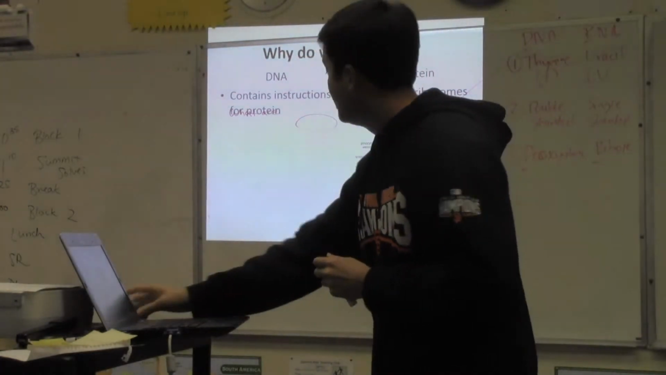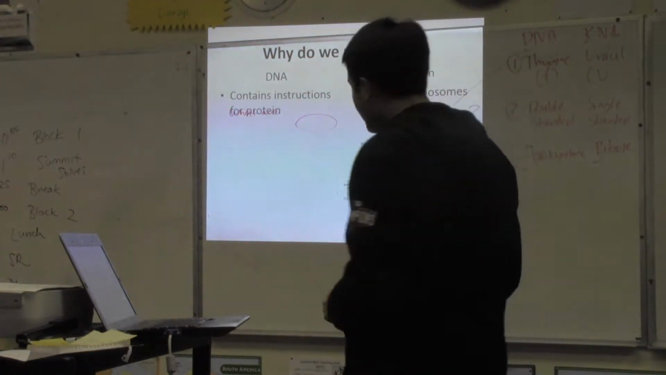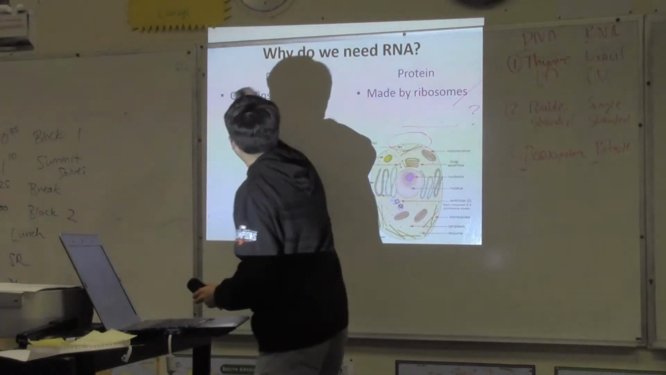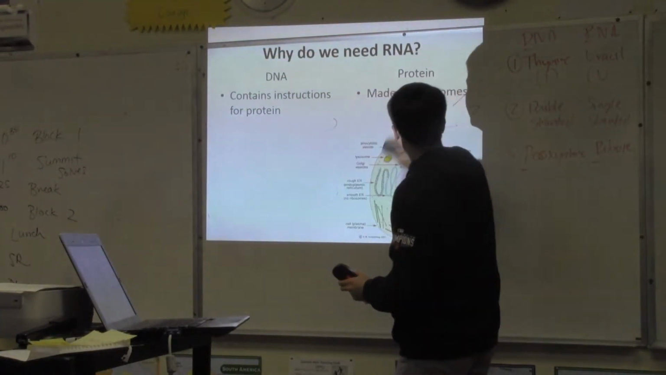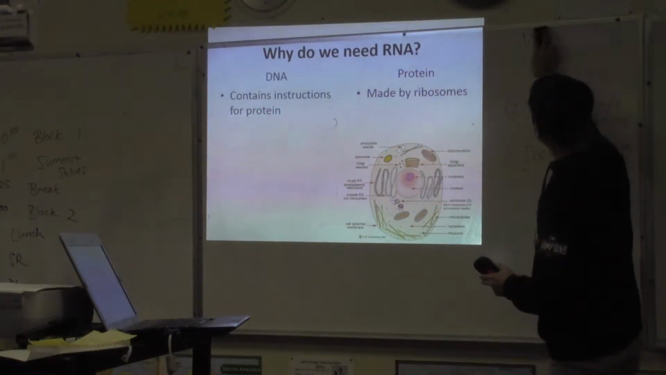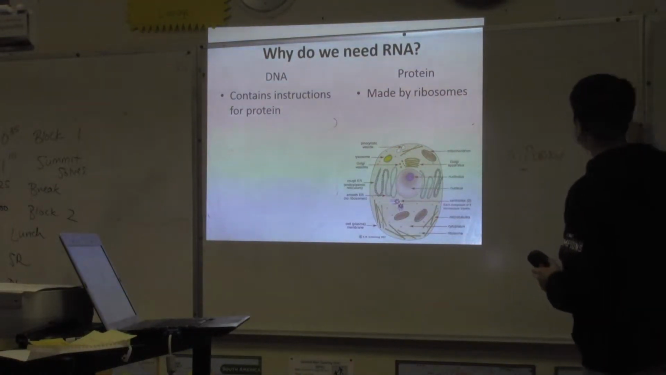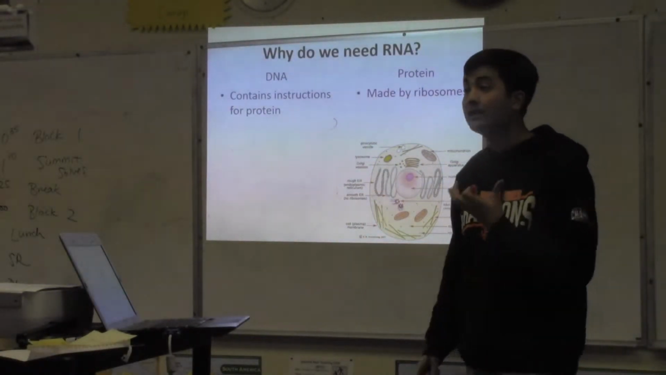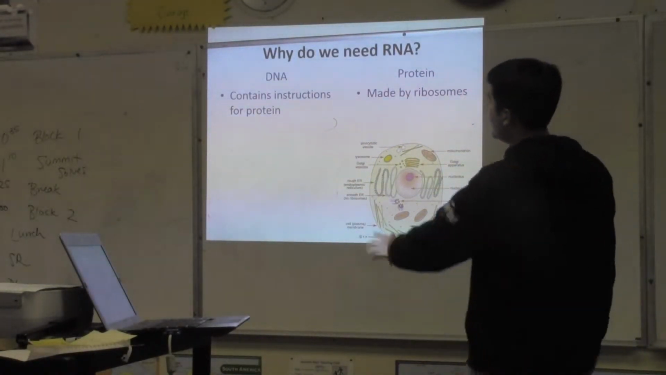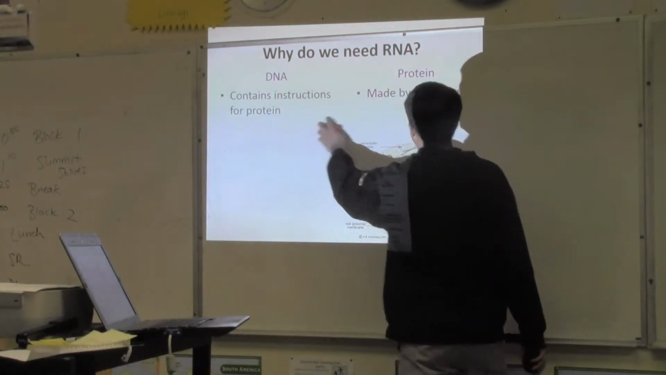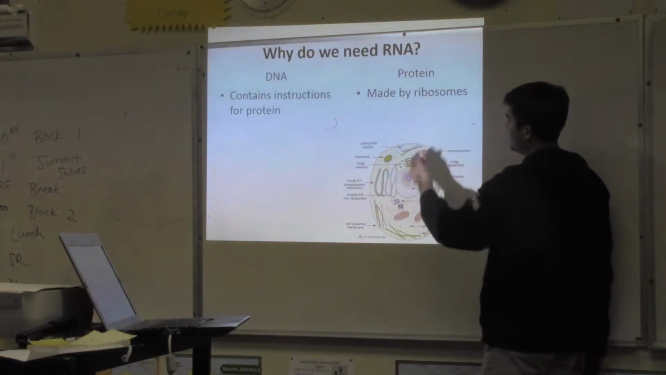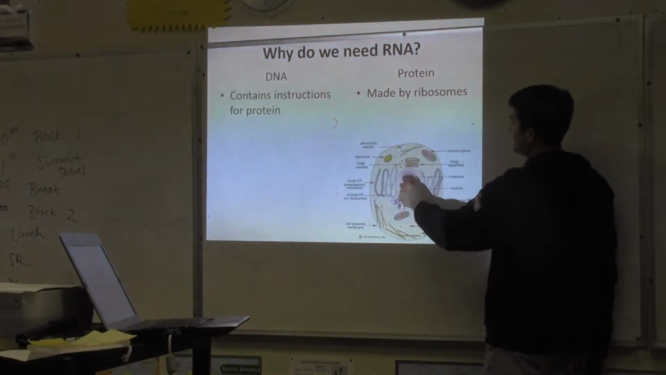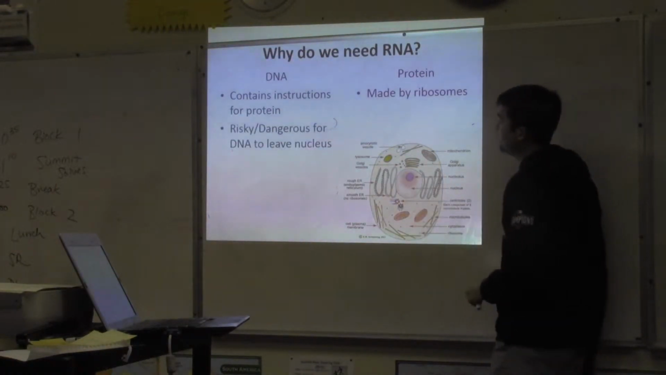All right. So now that we're moving on, it's important to ask the question: we have DNA, and we know that DNA is like the instructions for everything in our body. Why do we even need RNA? Why not just use the DNA to make our proteins and make stuff in our body? And here's why. We know that DNA contains the instructions for protein, and that proteins are made by ribosomes. So we know the ribosomes are out here in the cell. That's where the proteins are made. The DNA is inside the nucleus.